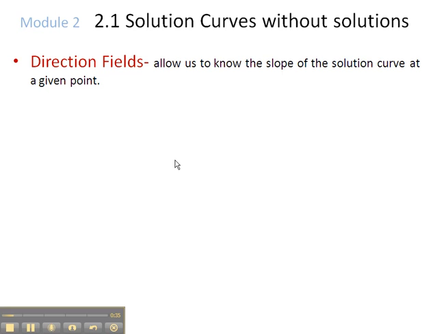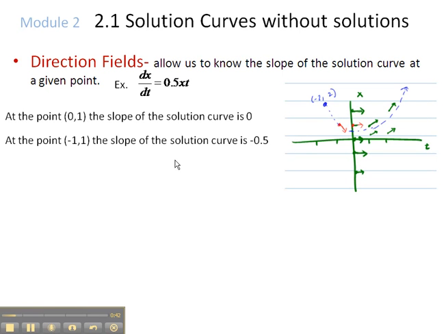Now in this section, the first thing we'll look at are direction fields, and what they allow us to do is find what the slope of the solution curve is at any given point. So for example, if I have this differential equation, again it's first order, then at any point (t, x) on the plane, I can plug in those values for t and x, and then I can find out what dx/dt, or the derivative, is.